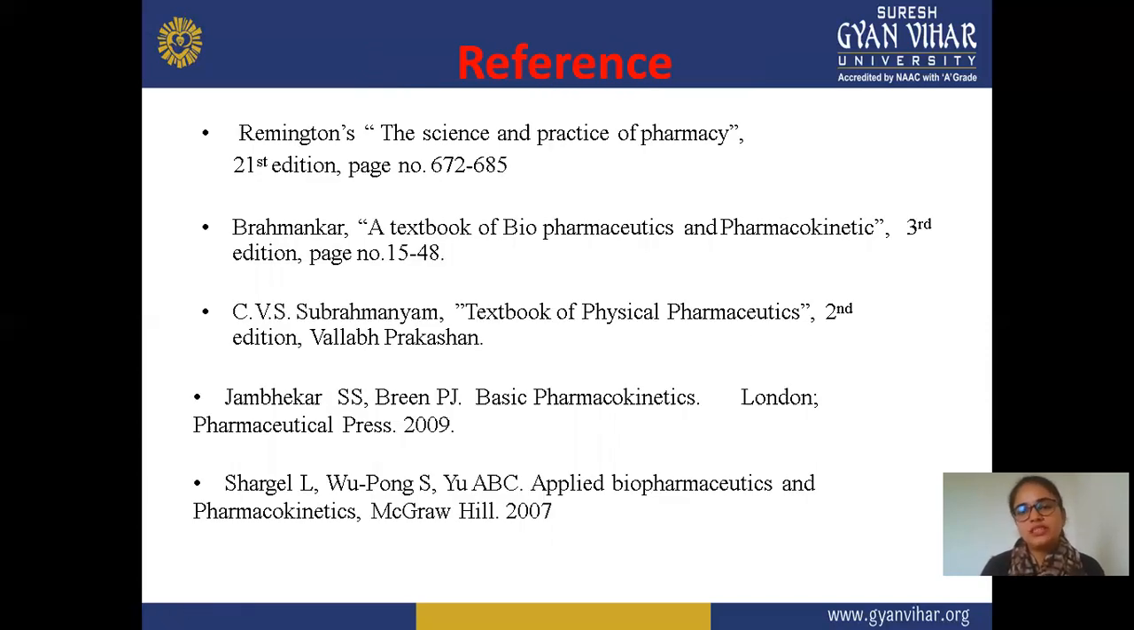After this learning outcome, these are the references. All references are good. You can use any one reference or a combination for this topic. First is Remington, The Science and Practice of Pharmacy, 24th edition, page number 672 to 685. Next is Brahmankar, Textbook of Biopharmaceutics and Pharmacokinetics, 3rd edition, page number 15 to 48.